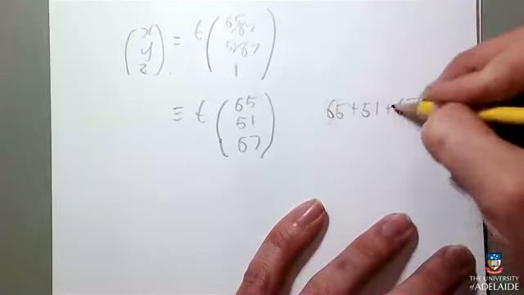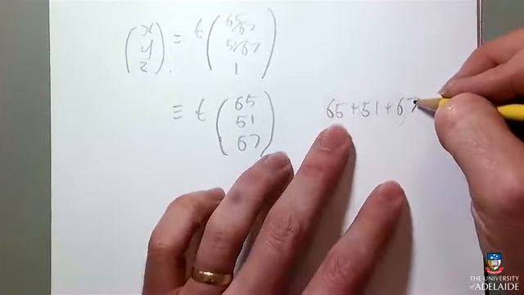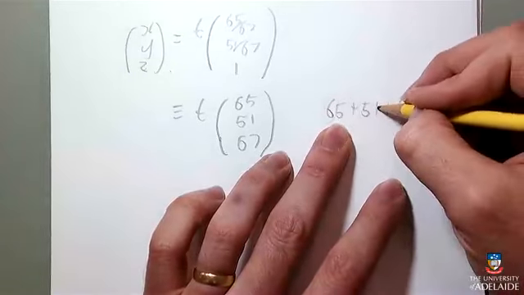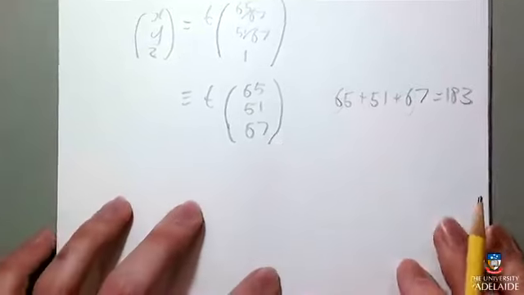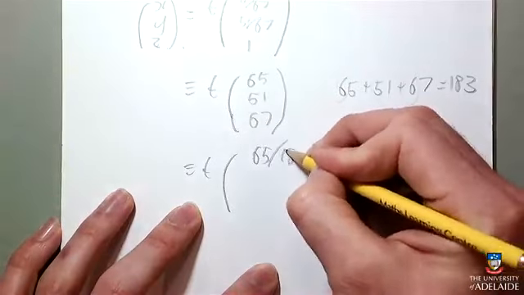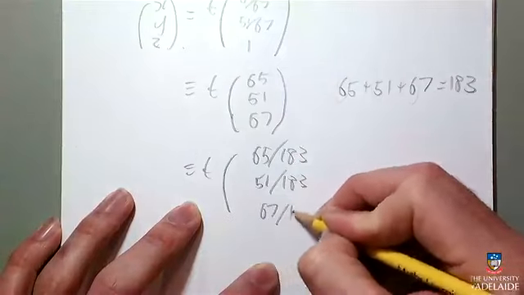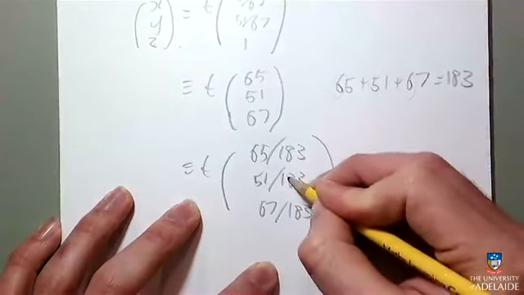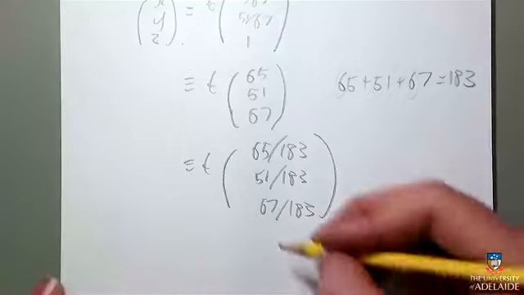So 120, 170, 175, 6, 183. And so that's going to be, ta-da! Now it's a probability vector. So there you go. And that there is called my steady state vector.